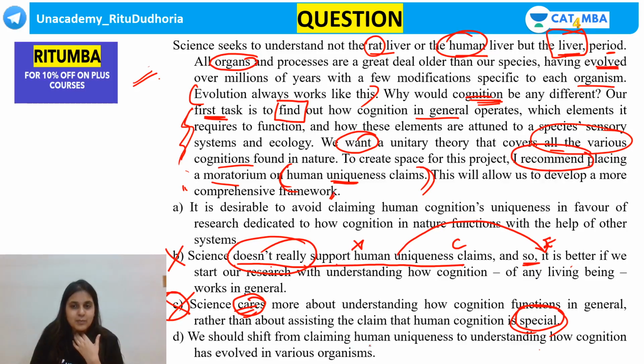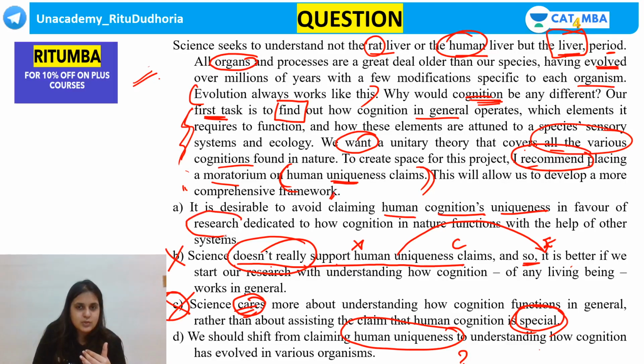We should shift from claiming human uniqueness to understanding how cognition has evolved in various organisms. We should shift from claiming human uniqueness. Human uniqueness in what? Humans' cognition's uniqueness. Now, look at this. It is desirable to avoid. I recommend it is desirable to avoid claiming human cognition's uniqueness in favor of research. This is also a keyword because he talks about space for this project. What is that project? A research dedicated to how cognition in nature functions. So when you say cognition found in nature with the help of other systems, what could be those systems? Comprehensive framework. Okay, a unitary theory.